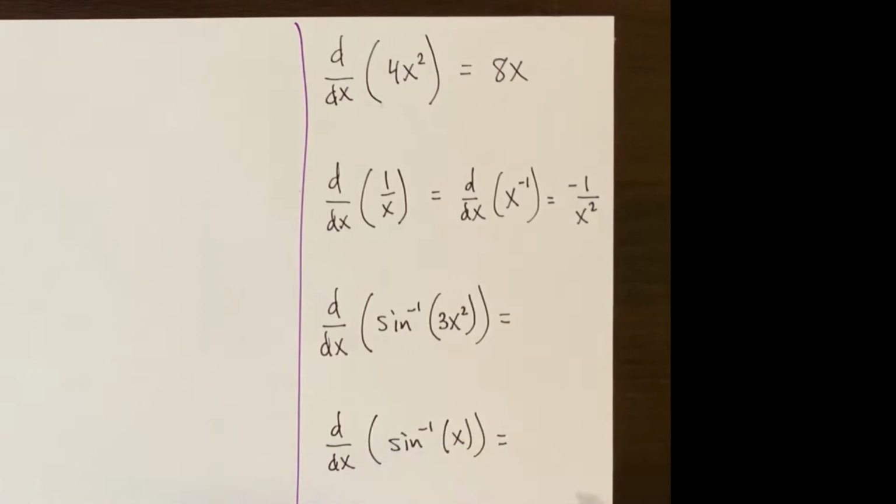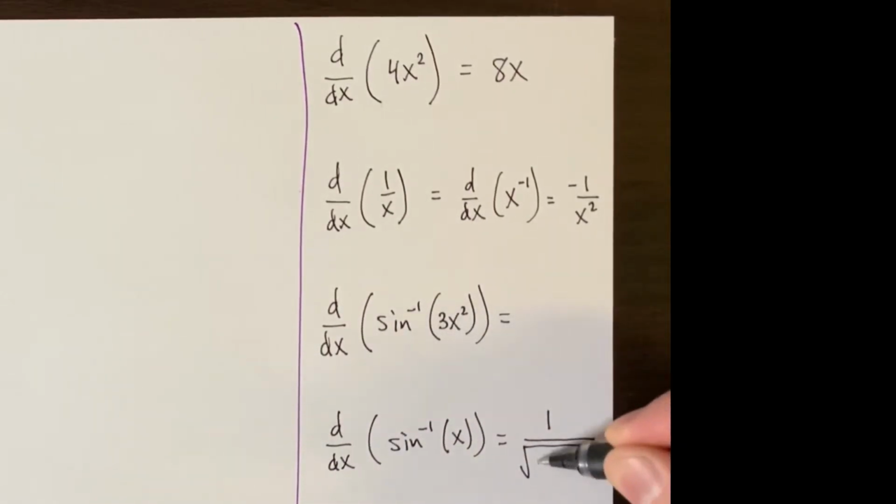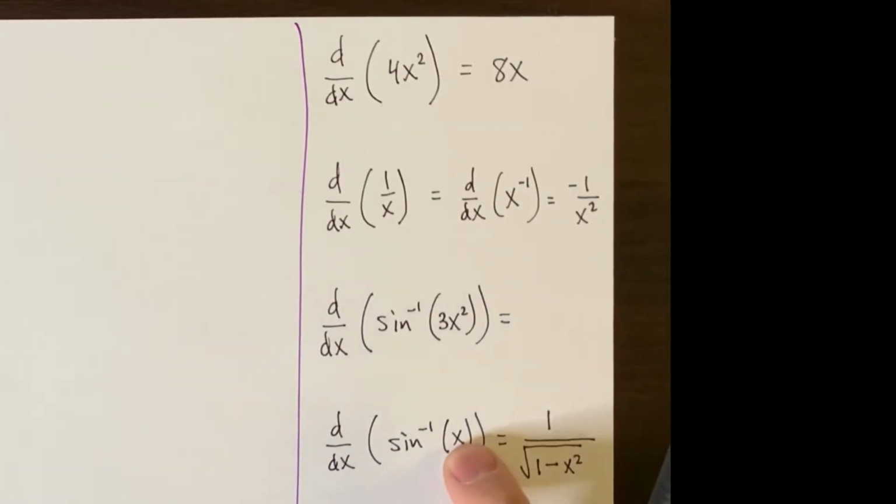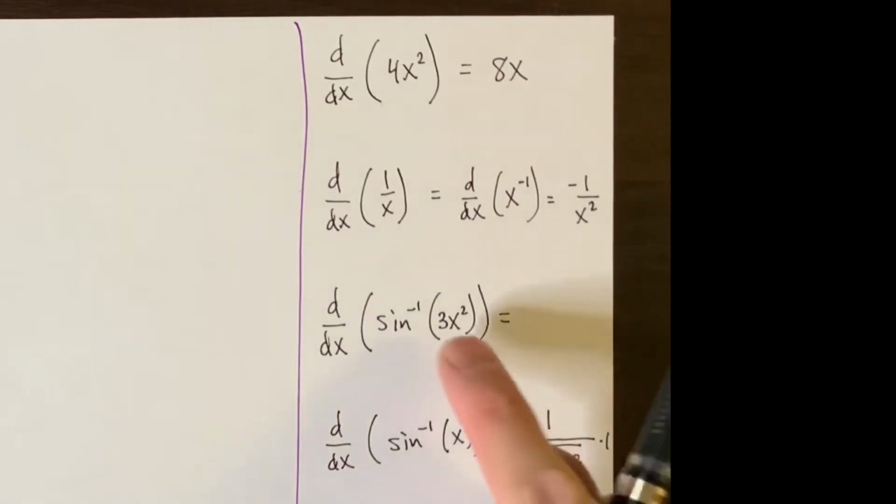The derivative of sine inverse is 1 over the square root of 1 minus that thingy squared, times the derivative of that thingy, which in this case is just 1, so it's just this here. Let's try that here now.